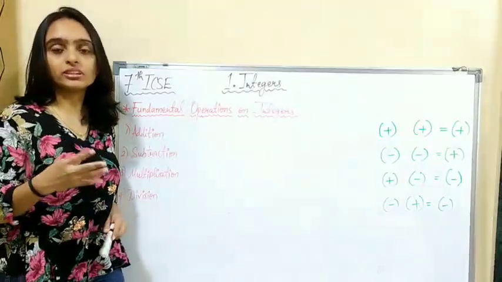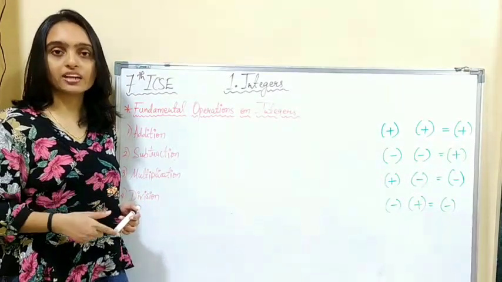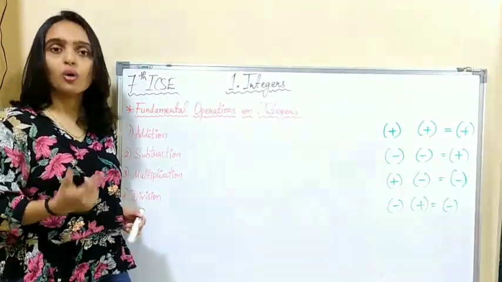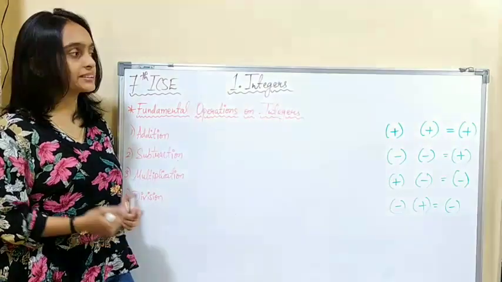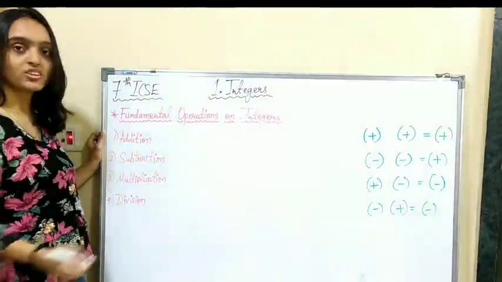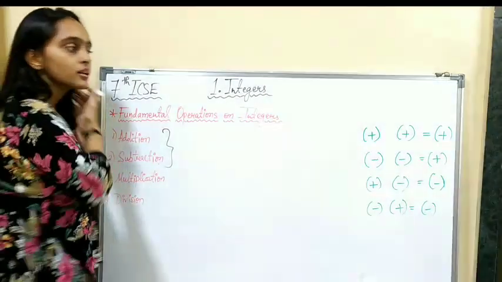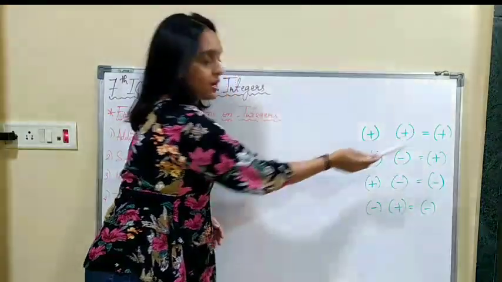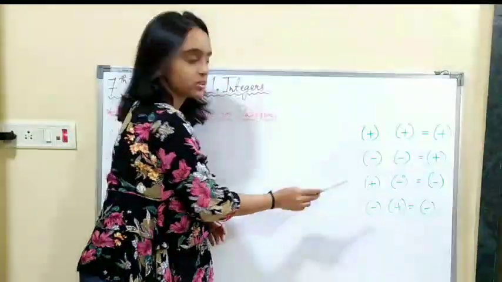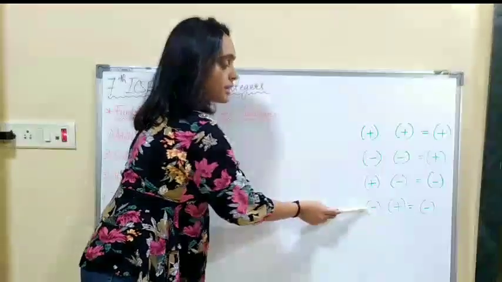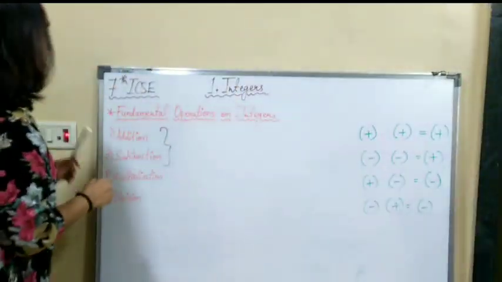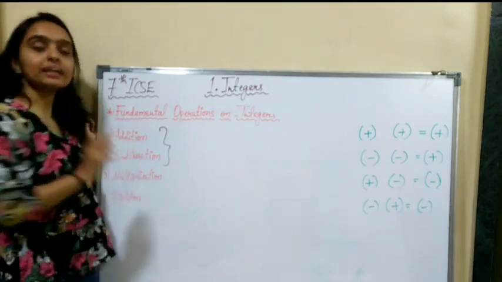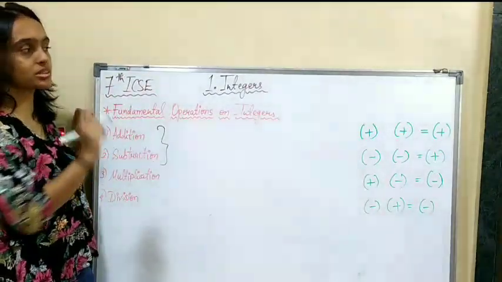Here we will perform four fundamental operations, that is addition, subtraction, multiplication and division, which you have already studied in your previous class, but let's revise it again. For addition and subtraction of any integers, we have to consider this rule: plus and plus gives plus, minus and minus gives again positive, then plus minus is minus and minus plus is minus. So while adding or subtracting any two integers, we will first use this rule.